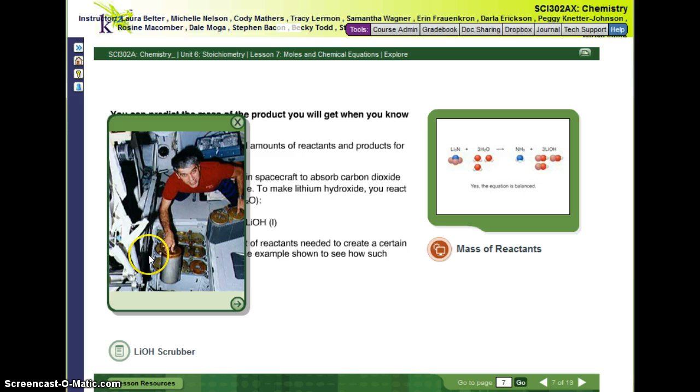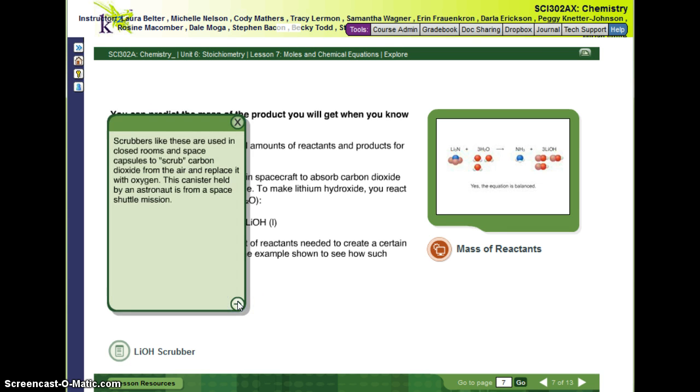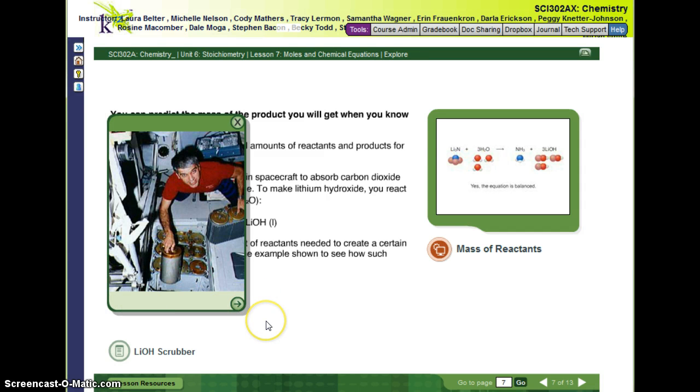So this is what it looks like up in the spaceship. They have it in canisters. It says scrubbers like these are used in closed rooms and space capsules to scrub carbon dioxide from the air and replace it with oxygen. This canister held by the astronaut is from a space shuttle mission. So it's kind of cool that they don't take trees up with them to convert the carbon dioxide back to oxygen, so they have to use this chemical reaction.